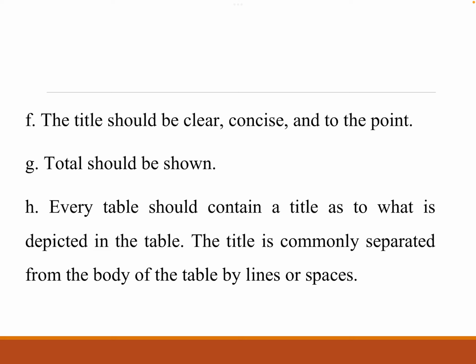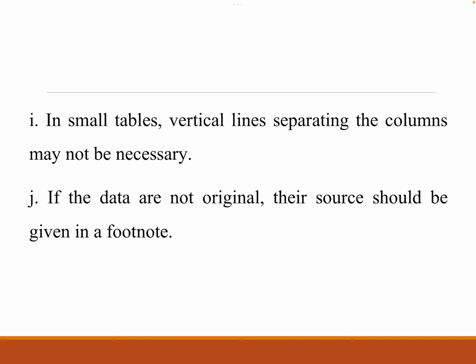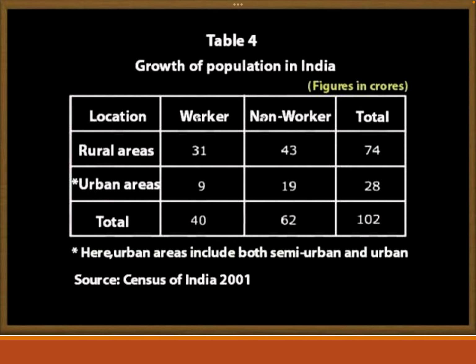Sixth, the title should be clear, concise and to the point. Seventh, totals should be shown. Eighth, every table should contain a title as to what is depicted in the table. The title is commonly separated from the body of the table by lines or spaces. In small tables, vertical lines separating the columns may not be necessary, and if the data are not original, their source should be given in a footnote. So these are the criteria to be followed when making a table. So this is an example of a table.